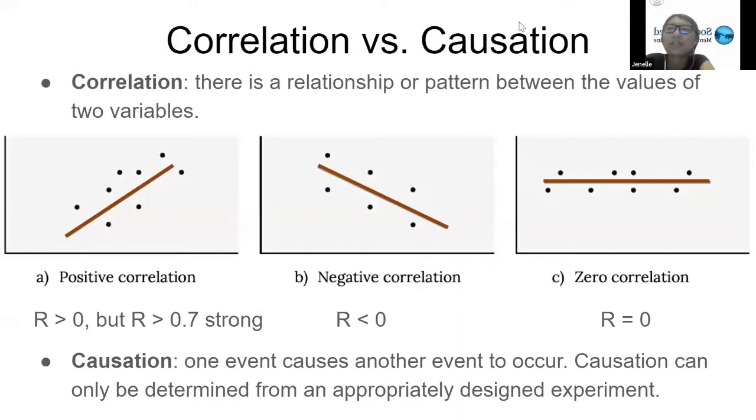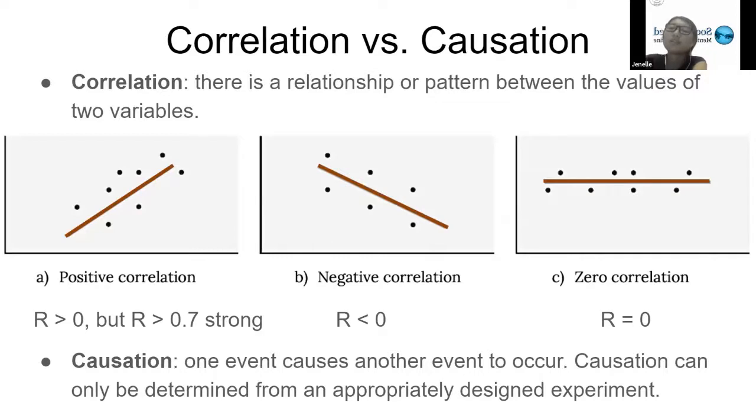And then I also wanted to stress the difference between correlation versus causation. So correlation is when there is a relationship or pattern between the values of two variables. In these graphs here, we see positive correlation when both the factor in the x-axis is in the positive direction and the factor in the y-axis is in the positive direction. So you're just seeing that both of these are positive. And so generally, if they talk about correlation, they will give this value.